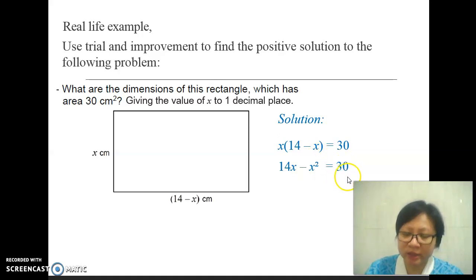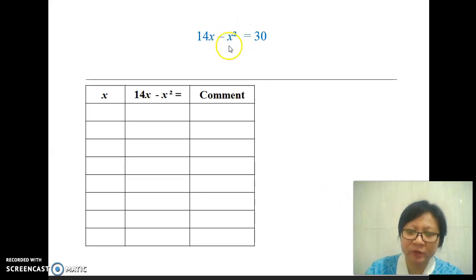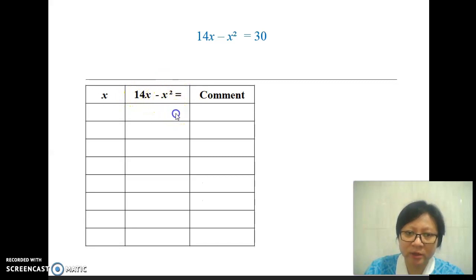Now we have the quadratic equation. Let's use the trial and improvement method here. See the x squared. Find the perfect square number nearest to 30. Let's try 5, because 5 squared is 25. Use 5 in the equation. 14 times 5 minus 5 squared equals 45. 45 is too big because we need 30. And then reduce the value of x to 4. And then calculate. You'll get 40. 40 is too big.